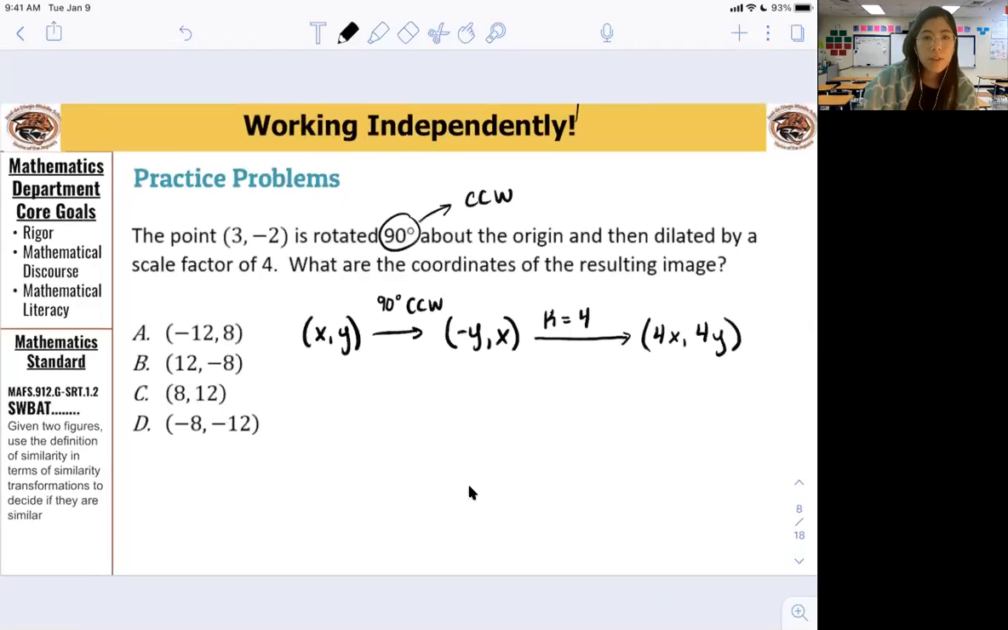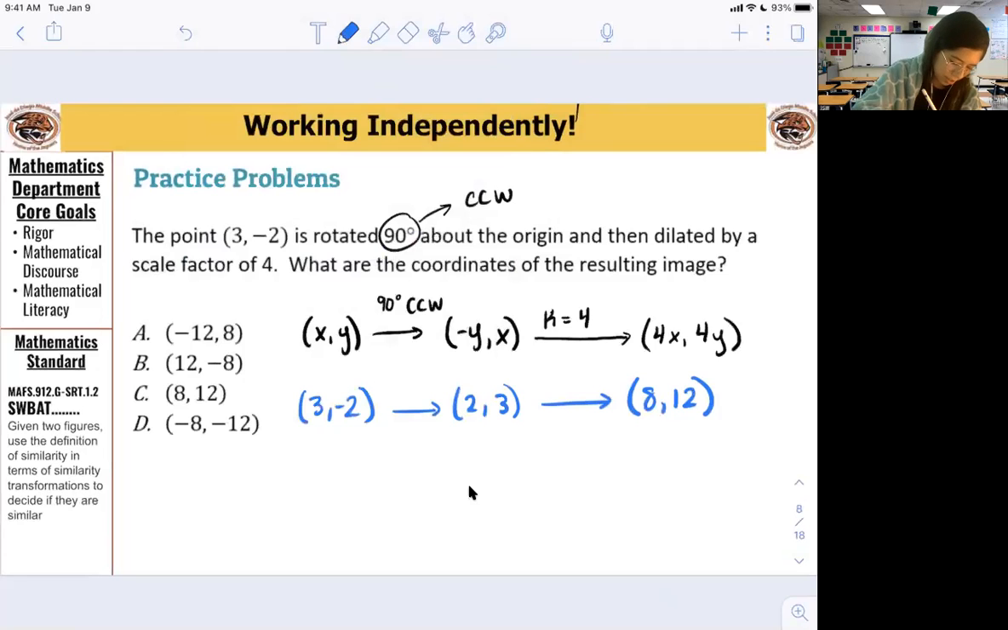Okay. So let's go ahead and apply those 2 transformations. So I start with 3 comma negative 2. What does that become? 2 comma 3. Multiplying everything times 4, what's my final answer? 8 comma 12. Good. He beat you to it. Wow, Jalen. I had the wrong thing because I said 8x. Oops. 8 comma 12. And that's it.